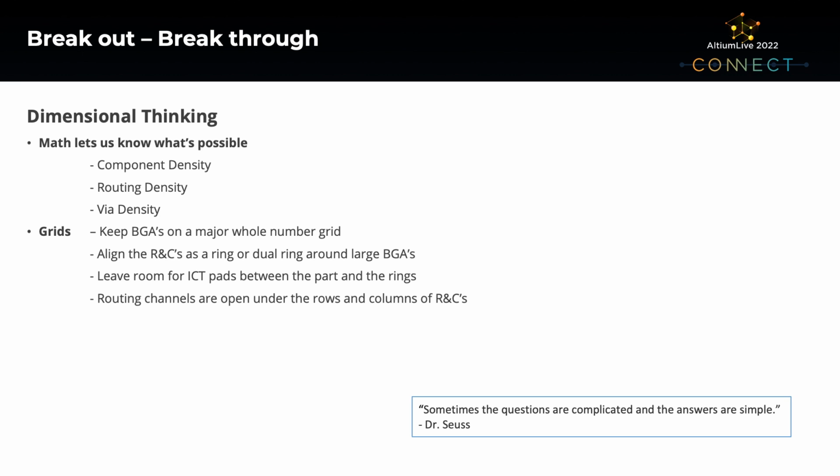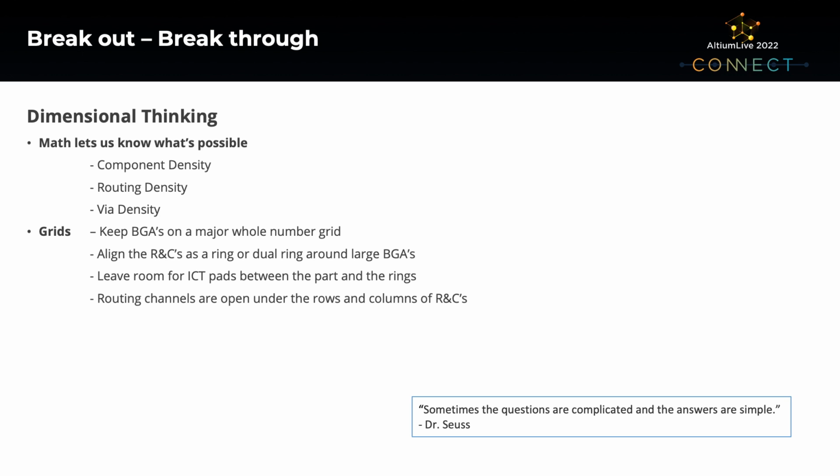And then grids, if we want to make things easy for ourselves, and we can use grids in a lot of ways to make them easy. If we keep BGAs on a major whole number grid, then all of the traces are going to be exactly centered if they're also on that whole number grid. So it's easier to set up BGAs and other large parts on grid so that it's easy to tell if things are routed in the middle or not between them.